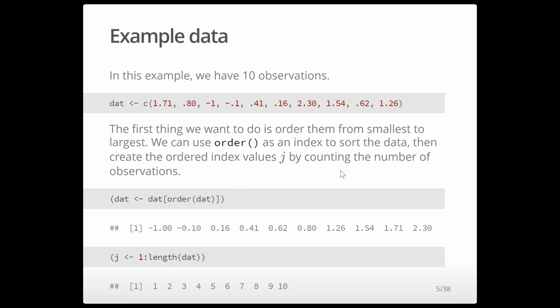Then we can create an index value for each observation, which I'm going to call J, just by counting the number of observations. This is going to go from 1 to the length of the data set. If you don't just have a single variable, you might use nrow here instead of length, but here we just have one variable. So we see we get indexes that go from 1 to 10.